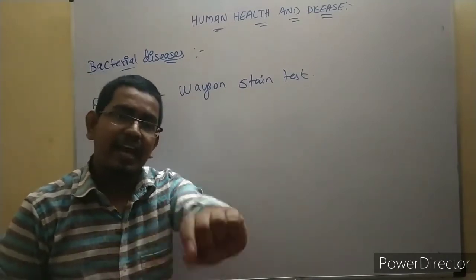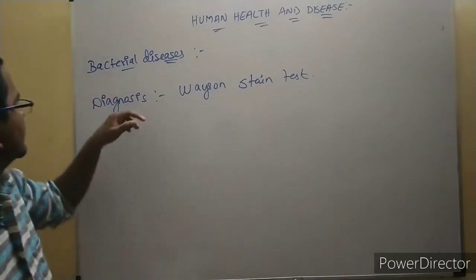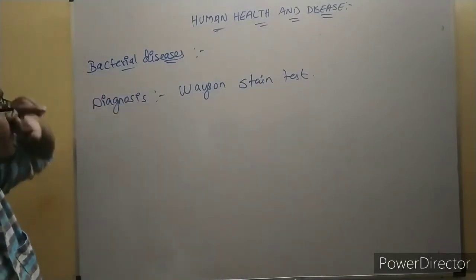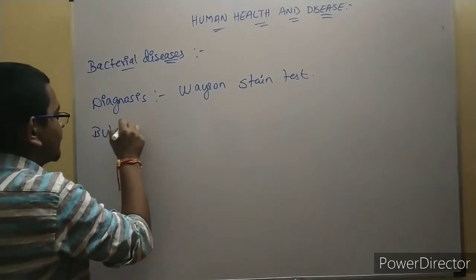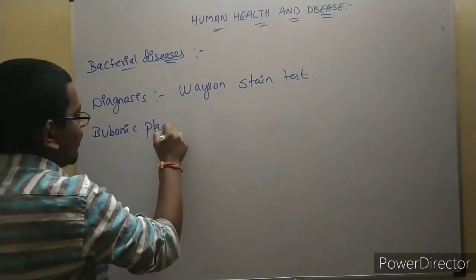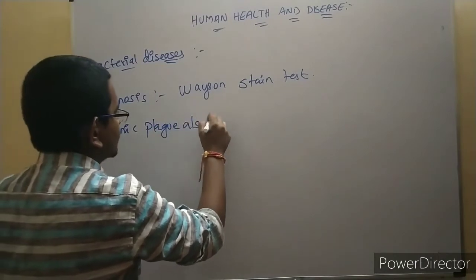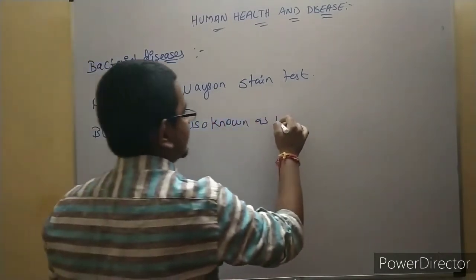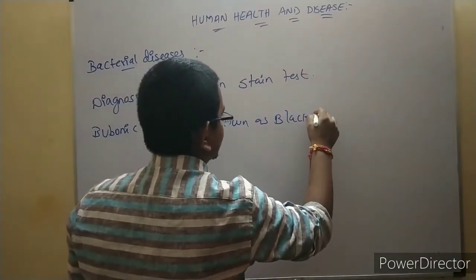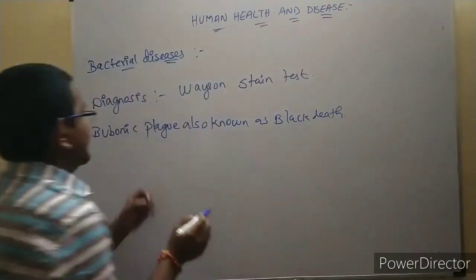And bubonic plague is also known as black death. I don't know whether I have written it or not, so you just copy this one. Bubonic plague, also known as black death. This is the diagnosis test.